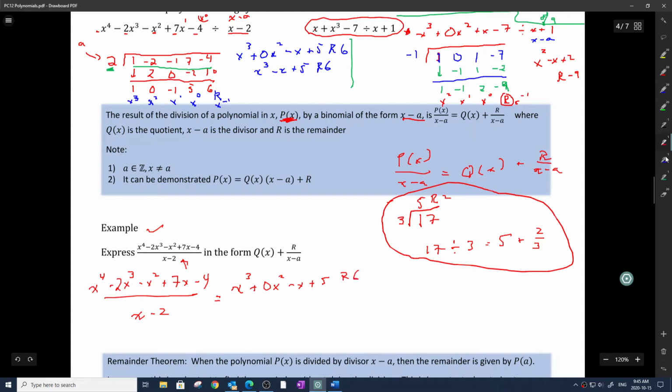We knew that. So if we're going to express it in the form q of x plus r over x minus a, well, this division is equal to x to the power of 3 plus 0x squared minus x plus 5 plus, instead of saying a remainder, we can just say 6 over x minus 2. That's all it's asking. It's almost like asking you for this form.